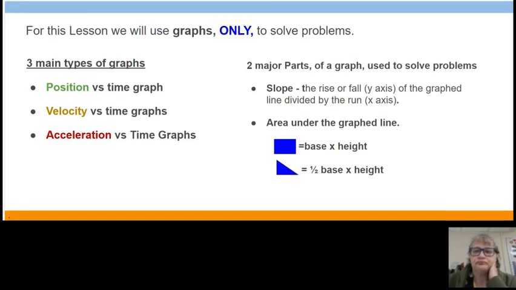The second one is the area under the graph line. We're going to be working with some simple shapes. You have a square or a rectangle, where the area is base times height. And then there'll be some triangles, and those are 1/2 the base times height.